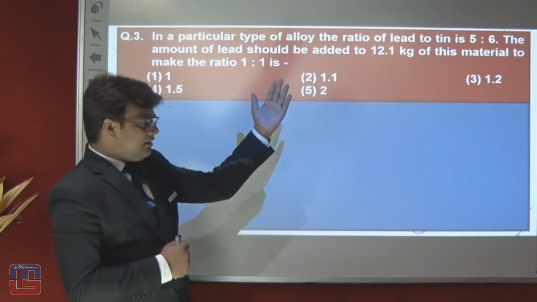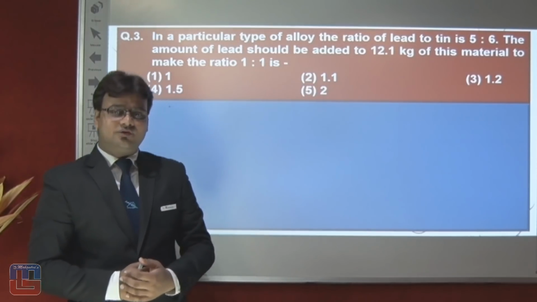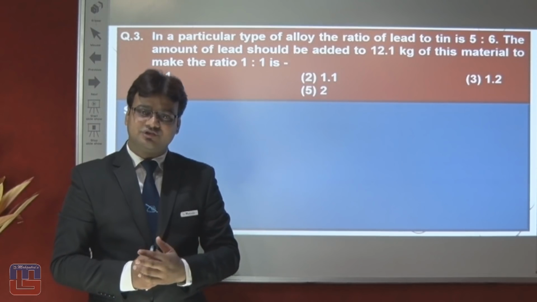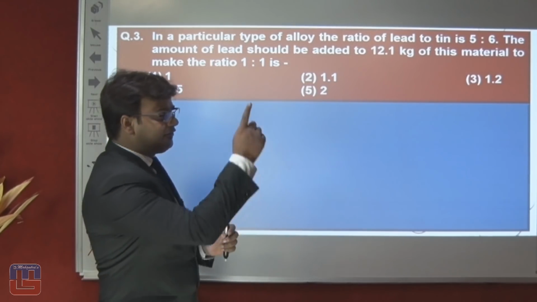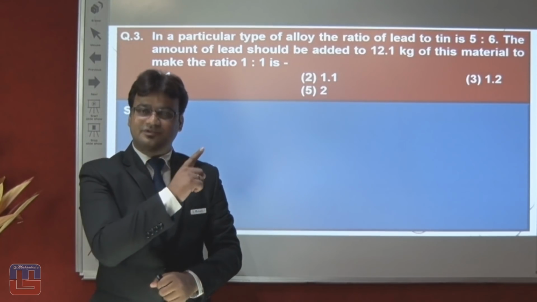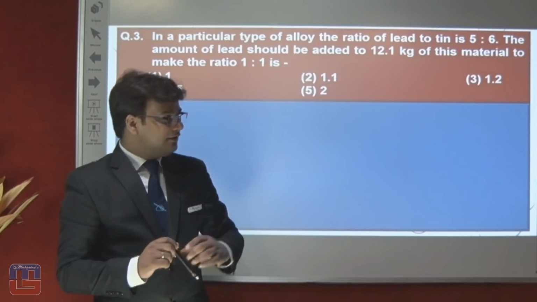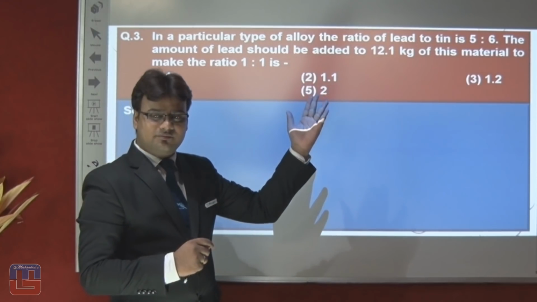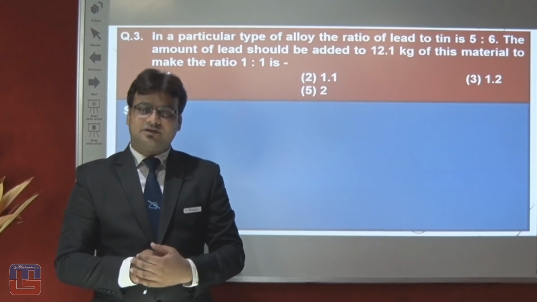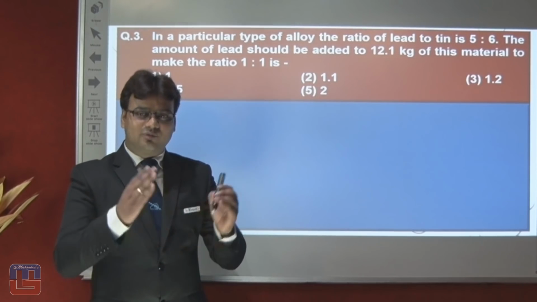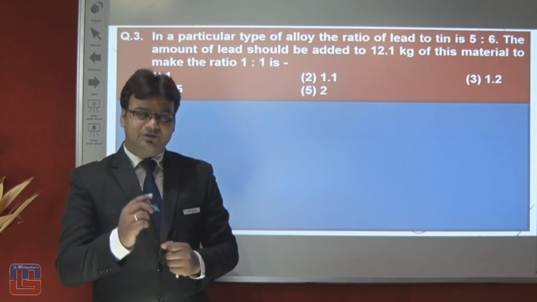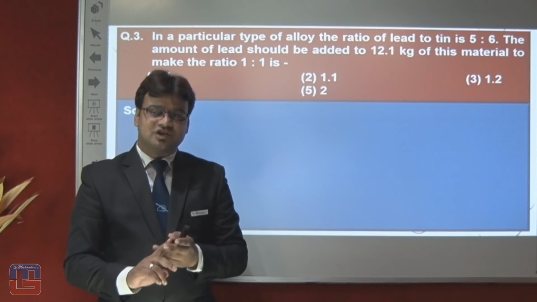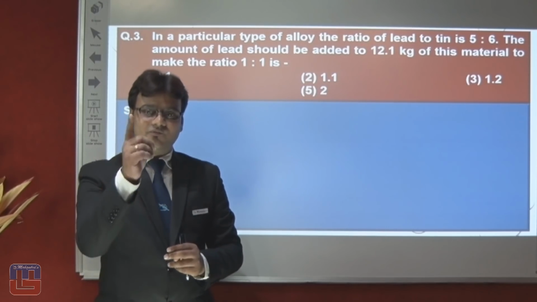So, see, the initial ratio of lead to tin is 5:6. That means if we add 1 to the lead ratio, it becomes 6, so the ratio is 6:6. That means the change is 1 in the ratio, which is the amount added to lead.